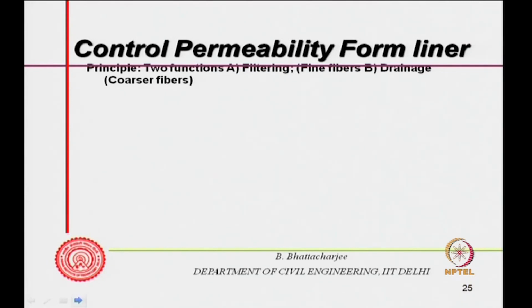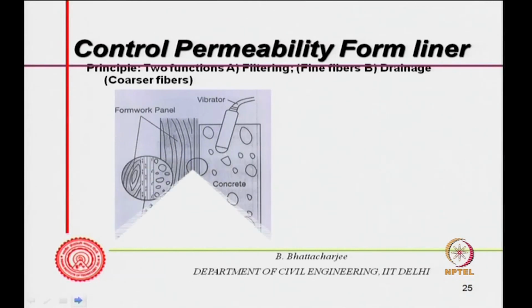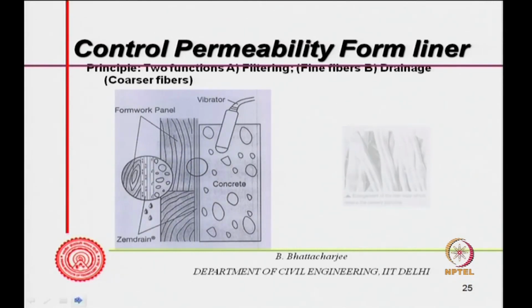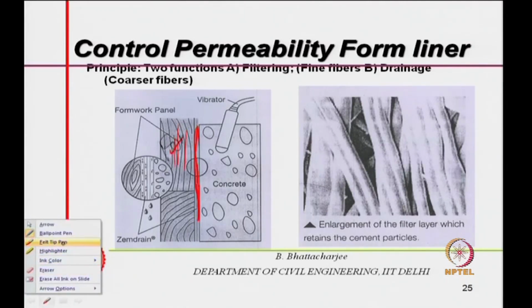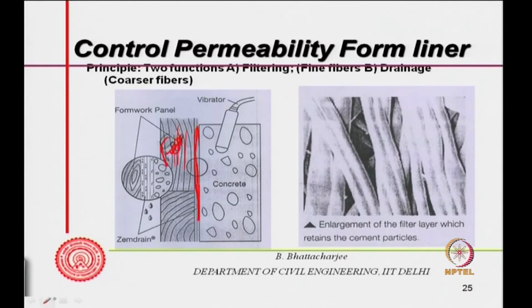This is actually a material like this. As a pore liner, it is essentially a thin material put onto the formwork. This is the formwork, and on that I put a thin liner. Now, this liner is a porous material; the porosity of course varies.